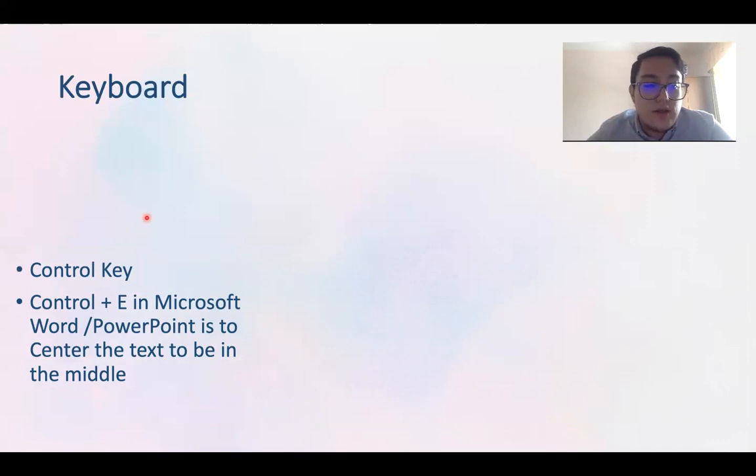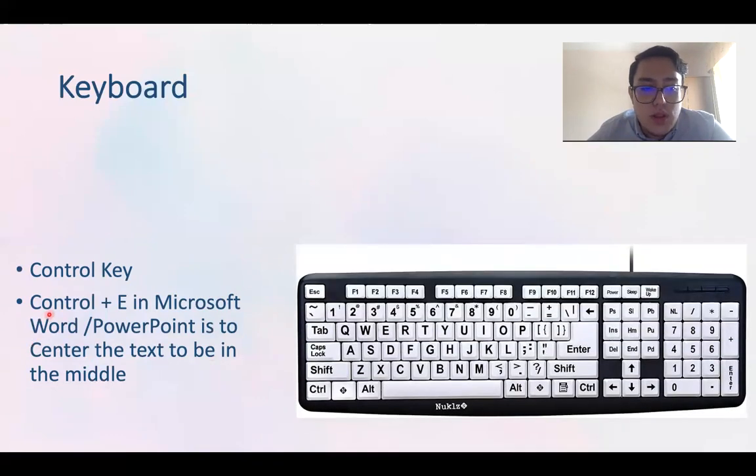So let's get started. Shortcut number 1, Control and E. So Control E. You press and hold it, all right, you don't let go. You press Control and you hit or press E. What does this do? In Microsoft Word or PowerPoint, it is to center. What it does is center the text to be in the middle.